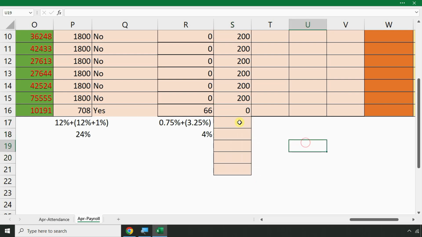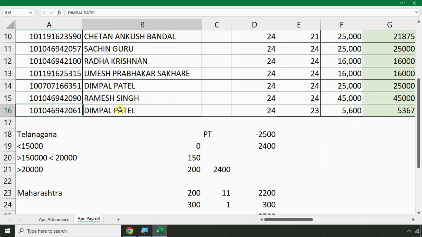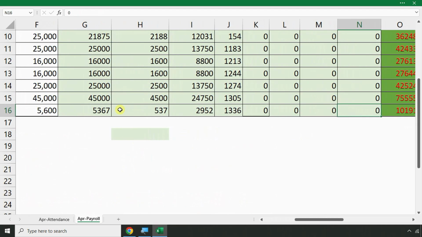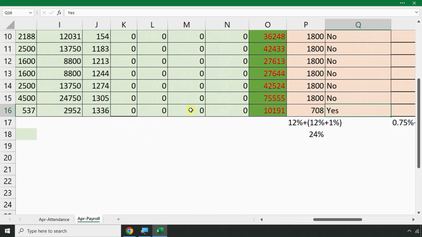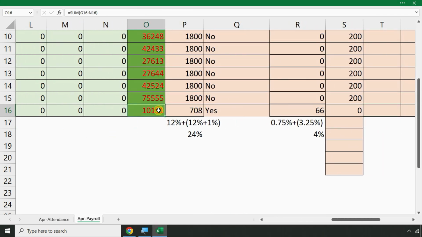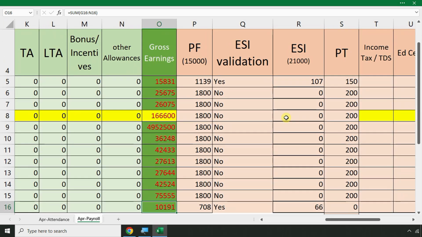Why is this not calculated for the last employee? He is earning less than 15,000? The red color gross earnings, right? Only 10,000. So no professional tax.